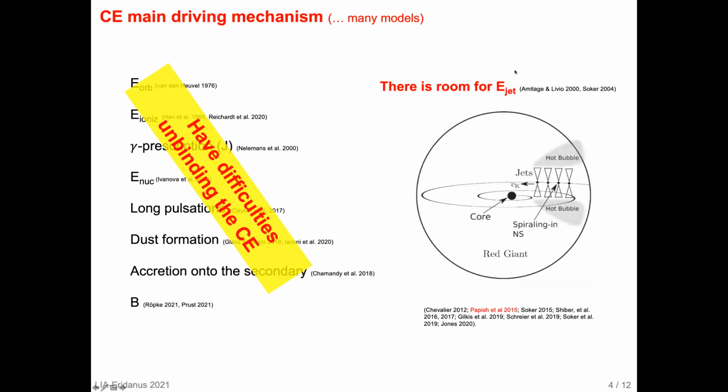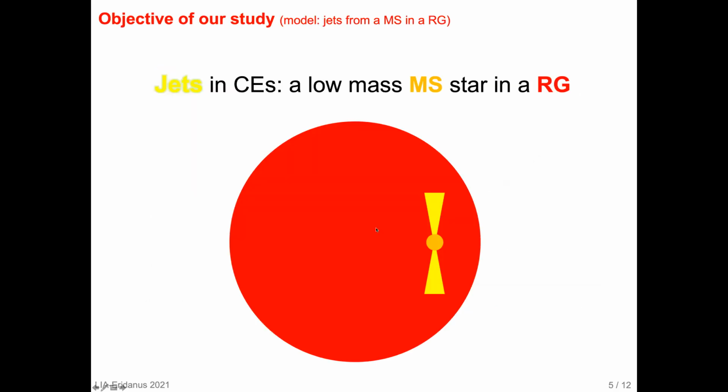This is where Fabio, Enrique, and myself came in. Since we love jets, there's room for jets in common envelope evolution. This is not our first idea. There's Chevalier, and Noam Socker and his group, who studied jets inside the common envelope of a red giant or supergiant. Specifically, what we studied is jets launched from a main sequence star, all of that inside a red giant.